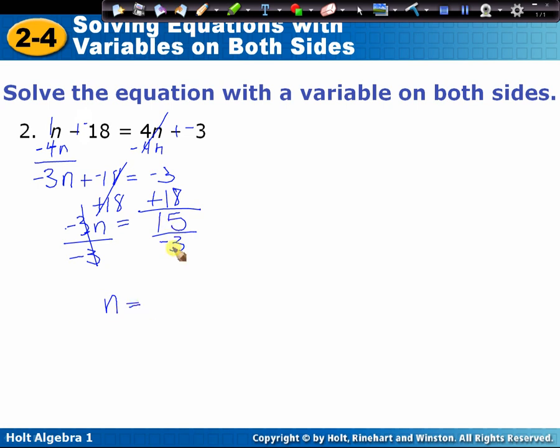On this side, 15 divided by negative 3 is going to be negative 5. So n is equal to negative 5. Make sure that you have this work copied down before you move on.